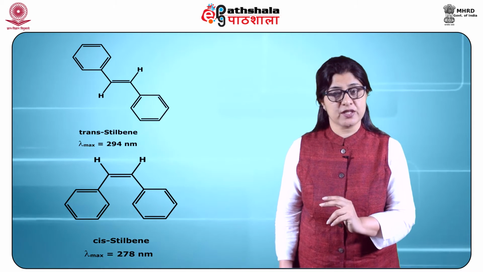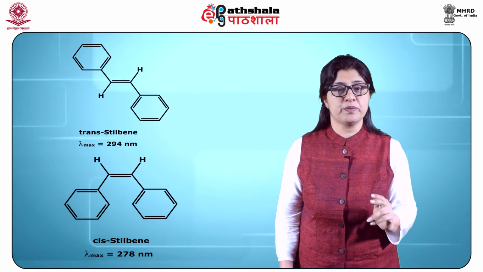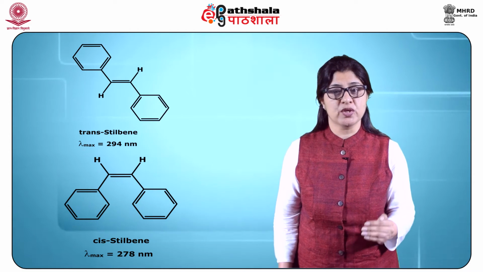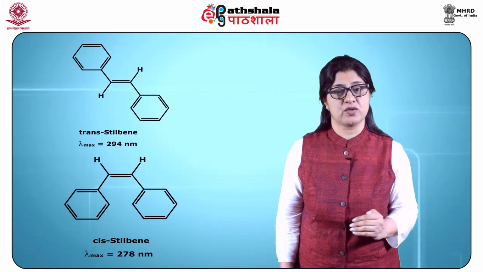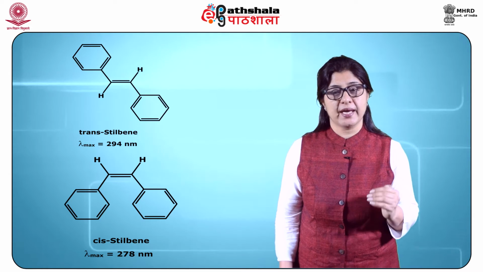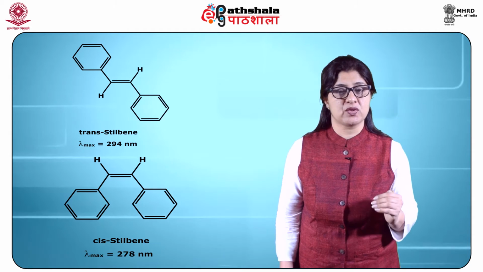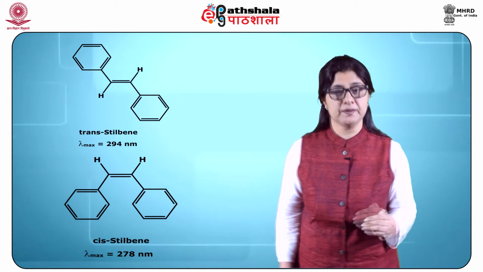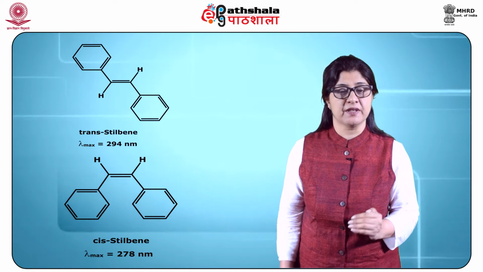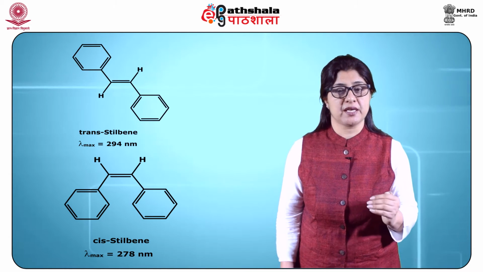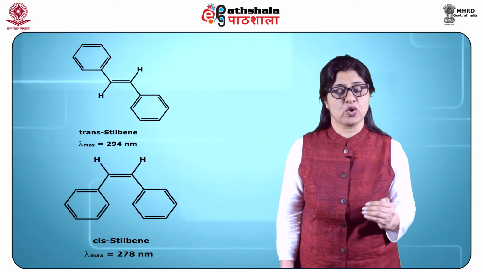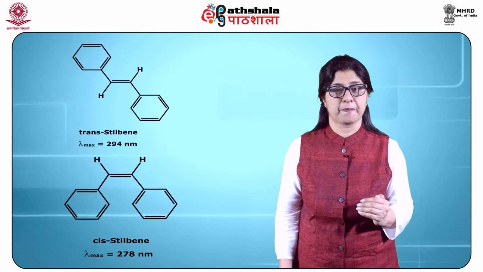Conversely, in the cis isomer, two bulky phenyl groups are present on the same side of the double bond, due to which there is a large steric hindrance. Because of this steric hindrance, the double bond and the pi bonds of the phenyl rings are forced to be non-planar. Due to this, pi orbital overlapping is less effective, which results in a decrease in conjugation, and hence the cis isomer absorbs at a shorter wavelength.